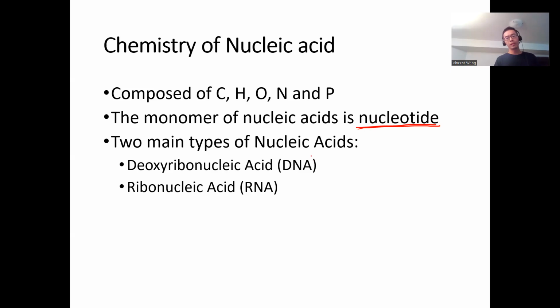Many people already know about DNA. And until the pandemic, people probably had not heard of RNA before. But in the pandemic, you'd probably know that some of the vaccines that are available are RNA vaccines. So RNA is the other kind of nucleic acid. DNA is deoxyribonucleic acid, and RNA is ribonucleic acid.